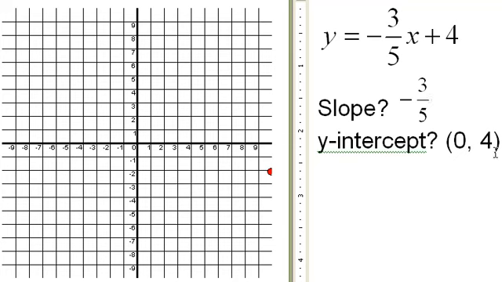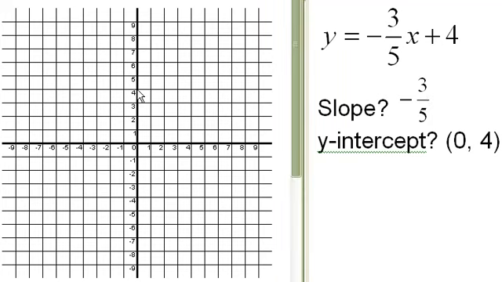So here, we're going to start at (0, 4), right here. And then from that, we're going to move down 3, because I rise -3, which is down 3. And I'm going to run 5 to the right. And I get a second point here. And that's it. Then it's graphed.